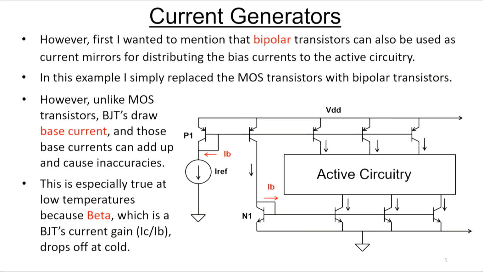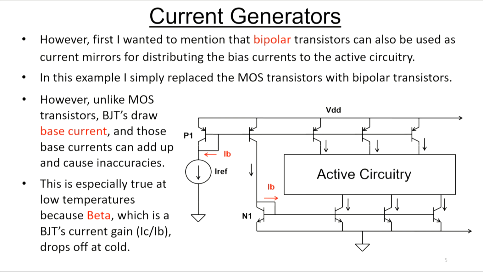Okay, before I get into how to generate these currents, I just wanted to mention that bipolar transistors can also be used as current mirrors for distributing the bias currents to the active circuitry. And the example here, all I did was I replaced the MOS transistors with their corresponding bipolar transistors. However, unlike MOS transistors, bipolars draw base current, and those base currents can cause inaccuracies. For example, all these base currents on this line would be coming out this node down into the IREF and messing with the value of the IREF current. All the base currents on this node would be messing with current on this leg here.